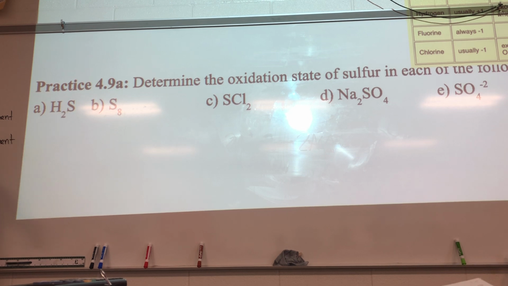Good, so it's usually +1, unless what it's with is less electronegative. But since sulfur is so far, it's more, so yes, it's a +1. Okay?